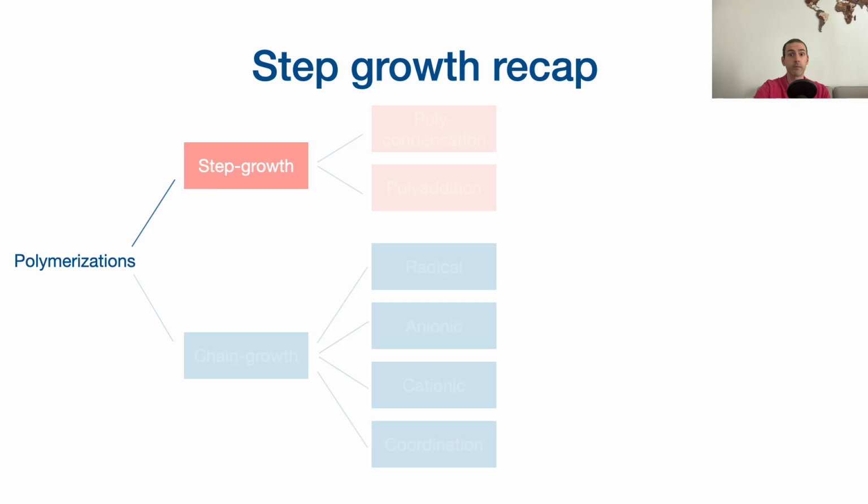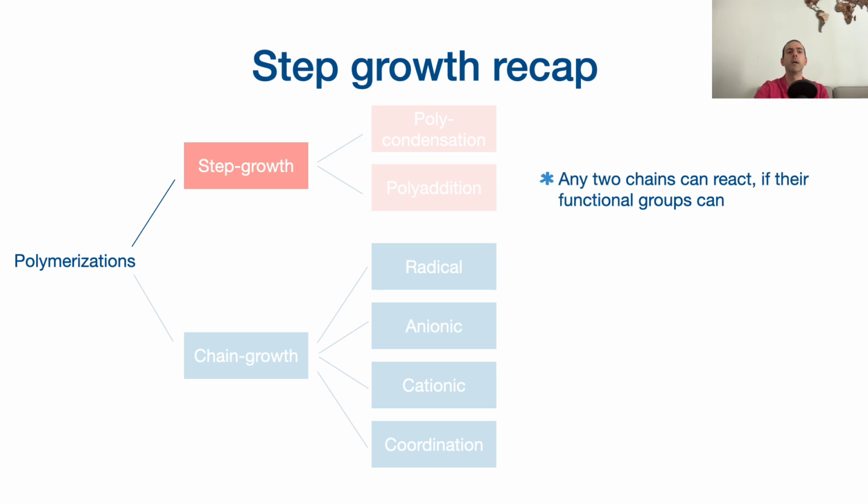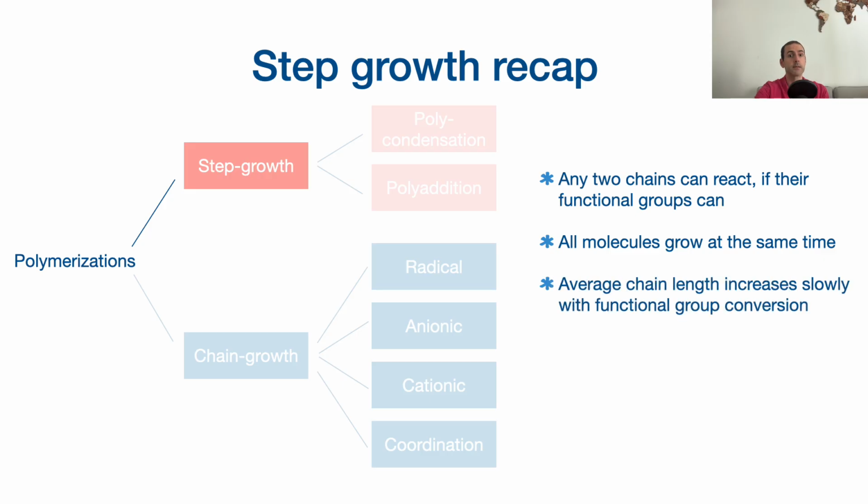For more details, you can find a video linked in the description, but let's keep it brief now. Okay, so step growth is characterized by the fact that any two chains can react together if, of course, their functional groups can, all molecules grow at the same time, and average chain length increases slowly with functional group conversion.